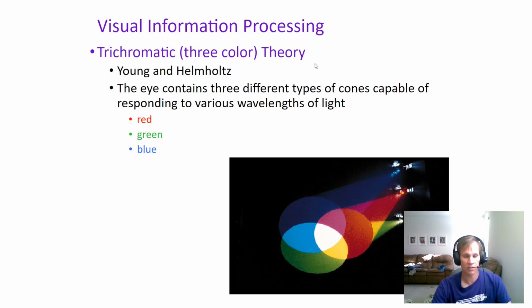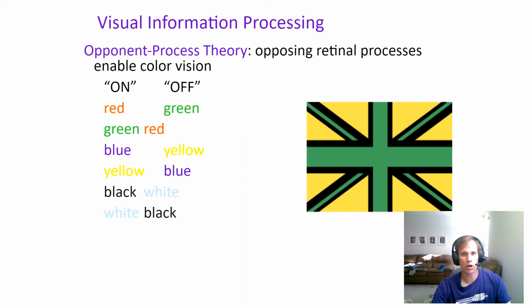That's the trichromatic theory. And then you have the visual processing theory, all right, which is stating that we have different kind of opponent processes for our retina. All right. So if you look at this flag, it's the British Union Jack. It's got the green, it's got the yellow. All right. Whereas the counter to that of green is red, and the counter of yellow is blue.